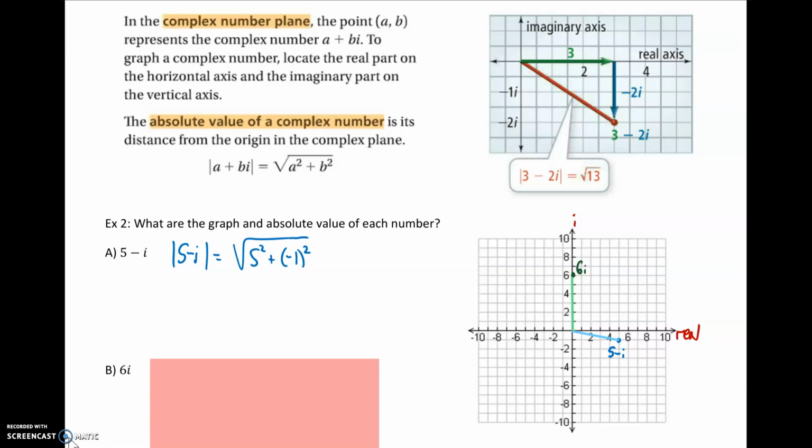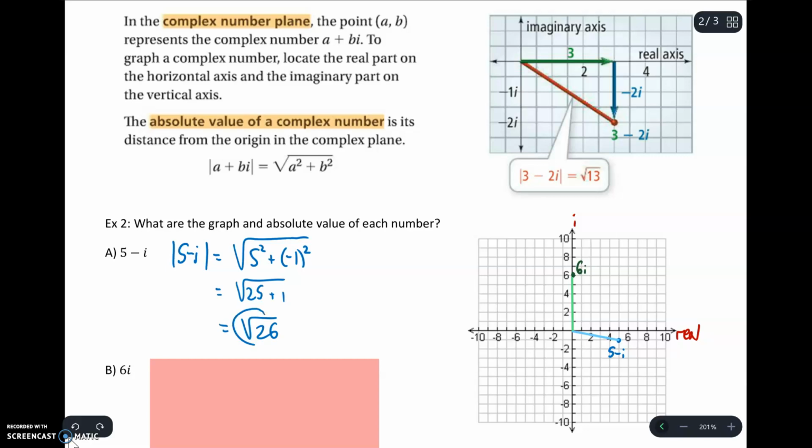So if I'm using that for my b portion, again, that's the imaginary portion of my answer, I can just simplify what I have inside of that square. So 25 from the 5 squared, negative 1 squared is just 1. So if I'm looking for, again, the distance from 0, or what we call the absolute value of that complex number, that's just going to come out as a square root of 26.